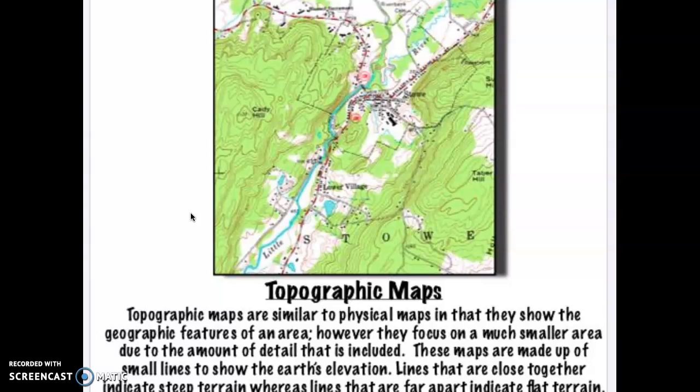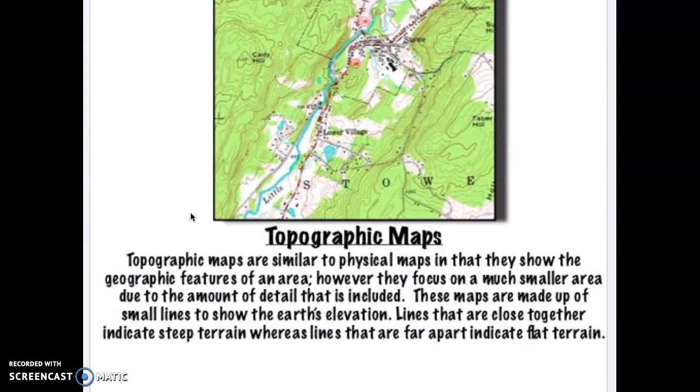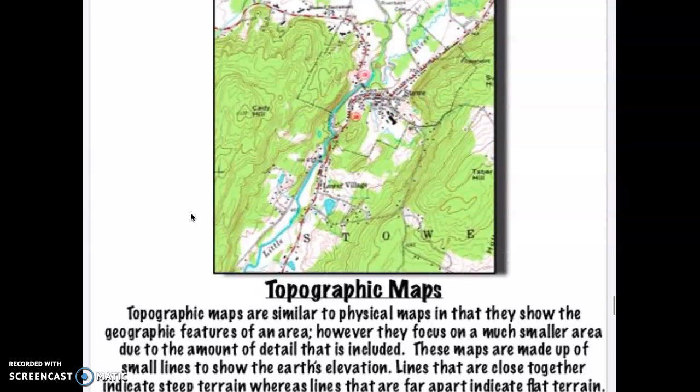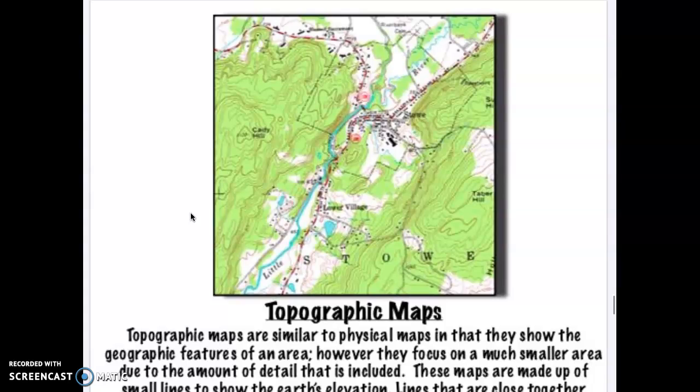These maps are made up of small lines that show the Earth's elevation. So how high an area is elevated from sea level, or how low. Lines that are close together indicate steeper terrain. So it's kind of interesting that way. And then, obviously, lines that are further apart show flatter terrain. So it might be a plateau or it might be a lower lying area.